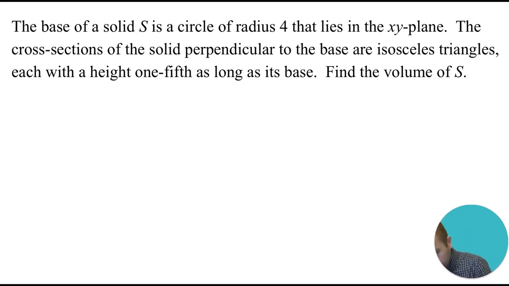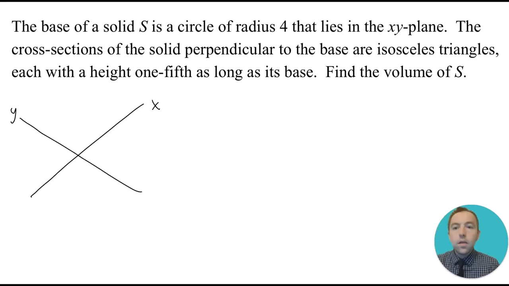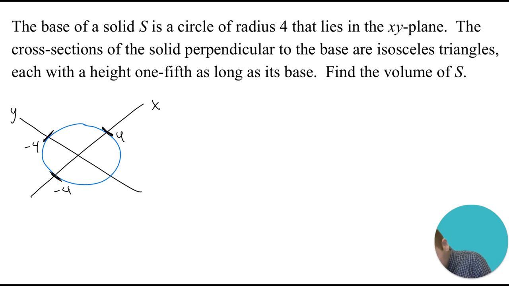So we are given that in the xy plane, there is a base of the solid that is a circle of radius 4. So we could just center that circle at the origin. And then because it is of radius 4, we could say that this is 4, -4, and -4, and 4. And then the cross sections of the solid that are perpendicular to the base, so at a 90-degree angle to that circle, projecting upwards as sort of like a height, are all isosceles triangles. And they go perpendicular to the base.